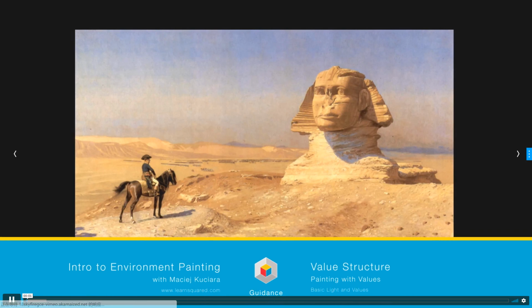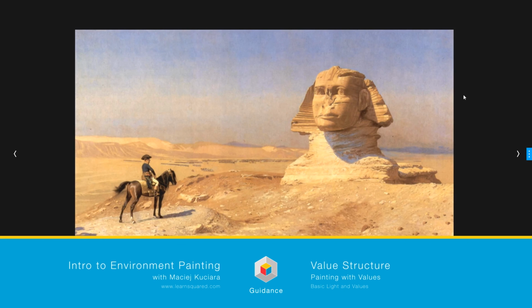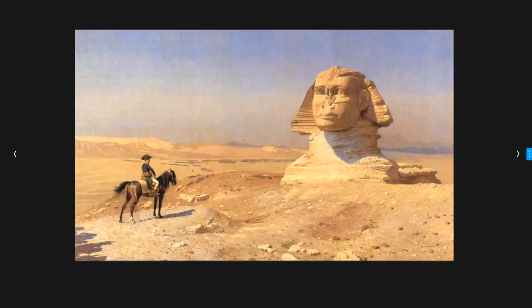Okay, let's talk about value structure and look at this painting. Value structure and grouping values will be something that we can connect to each other. There are a few subjects that we mentioned in the beginning that we'll be covering here. All of them are sort of intertwined because all of them matter a lot.